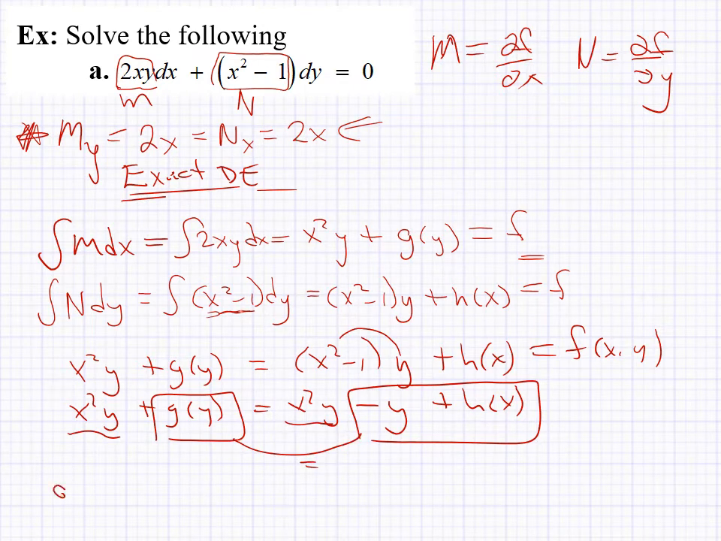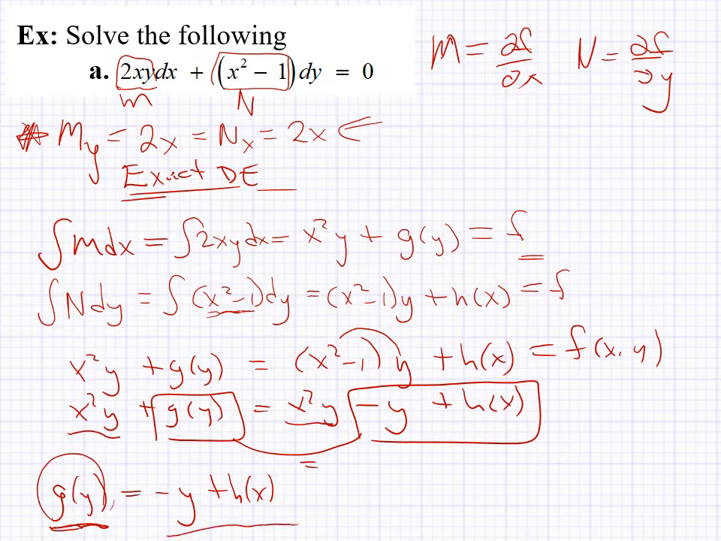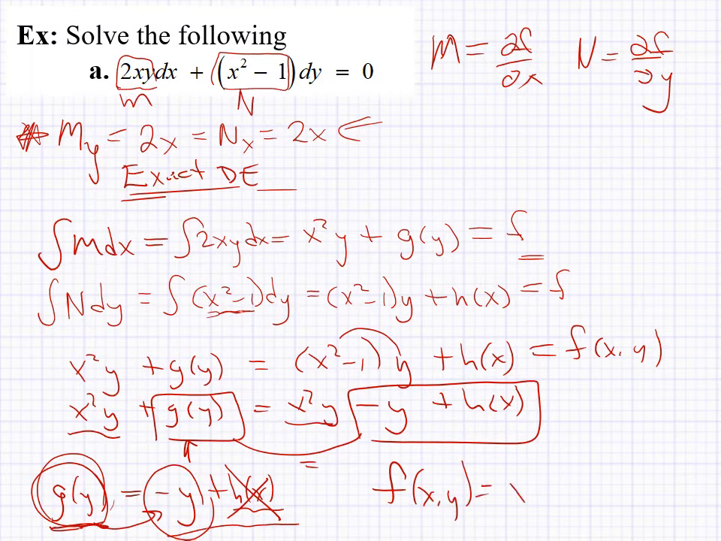Well, the only way a function of y, g of y, could equal this, minus y plus h of x, remember that g of y means that this only has y's in it. And if it's equal to this, well, there's a y, but this says this has x's in it. Well, this can't have x's in it in order for this to work out, that this is equal to this function of y. So it tells me that g of y has to equal this minus y. Putting that in here, remembering that both of these are f of x, y, that tells me that f of x, y has to then equal x squared y minus y.